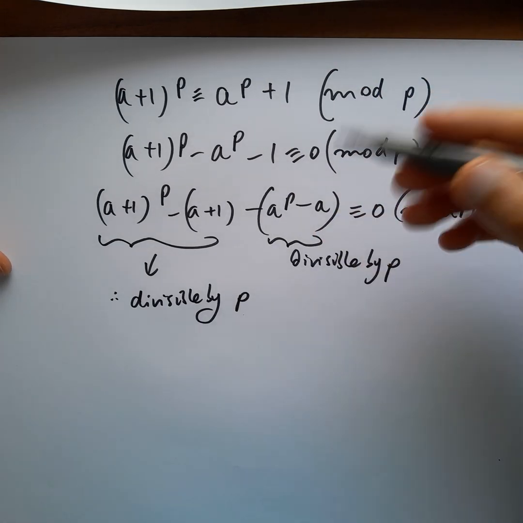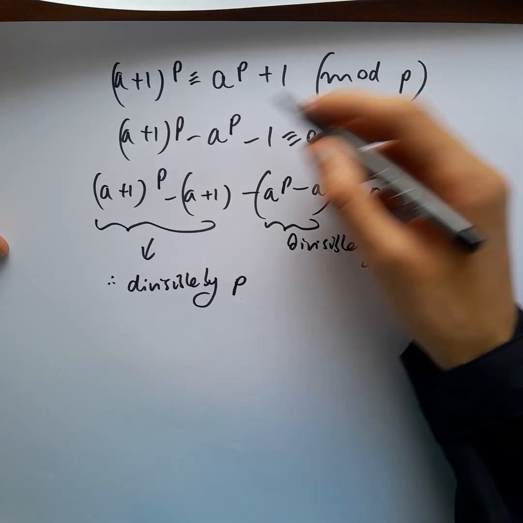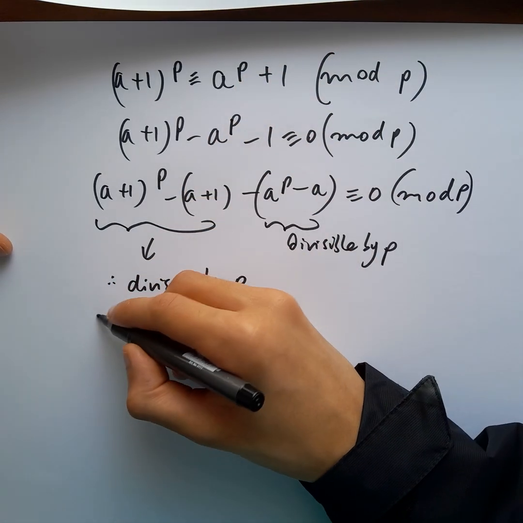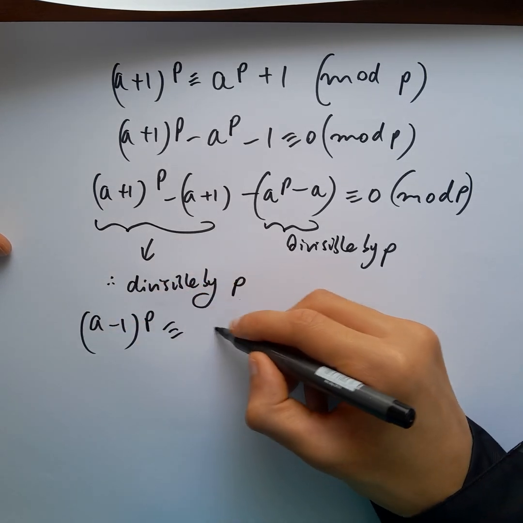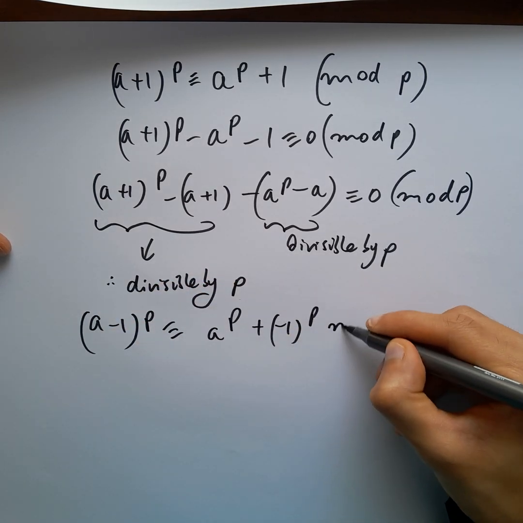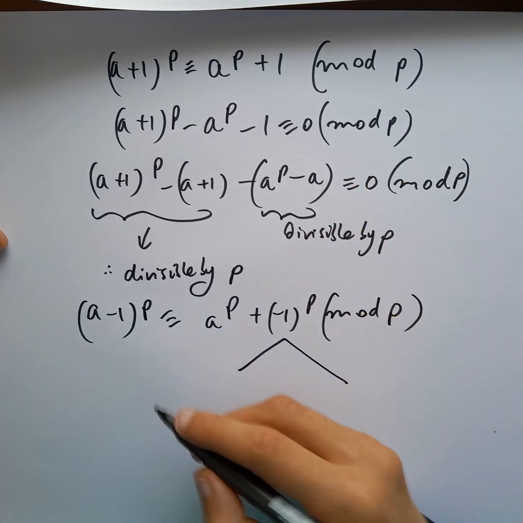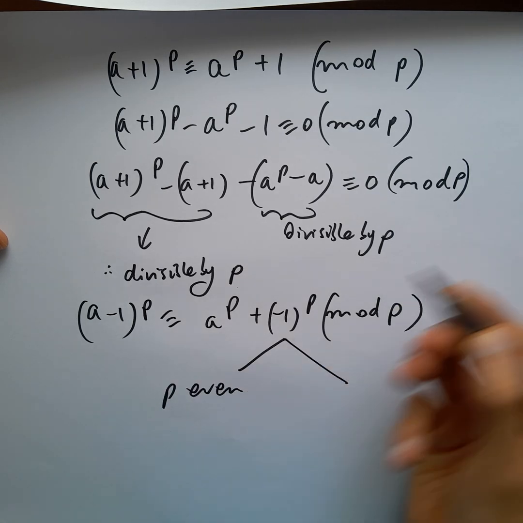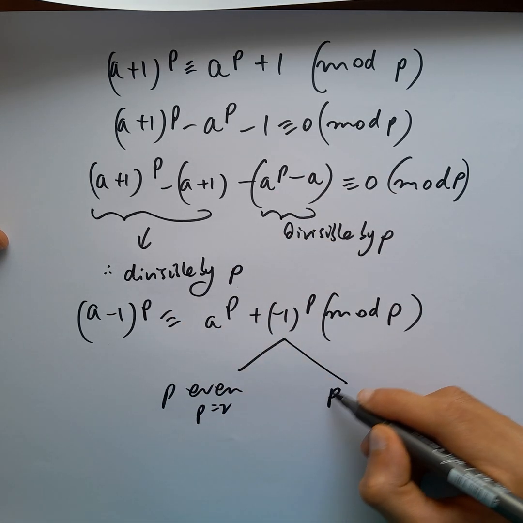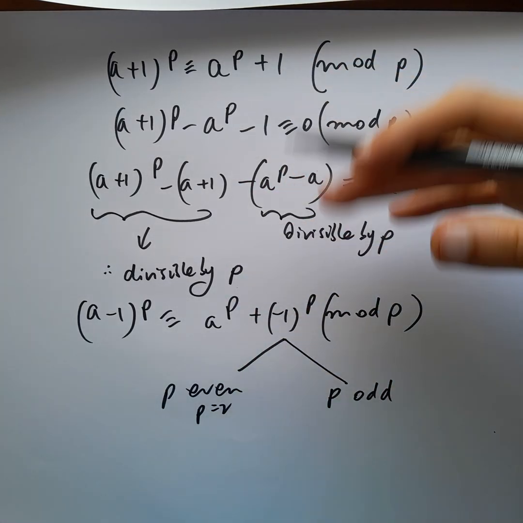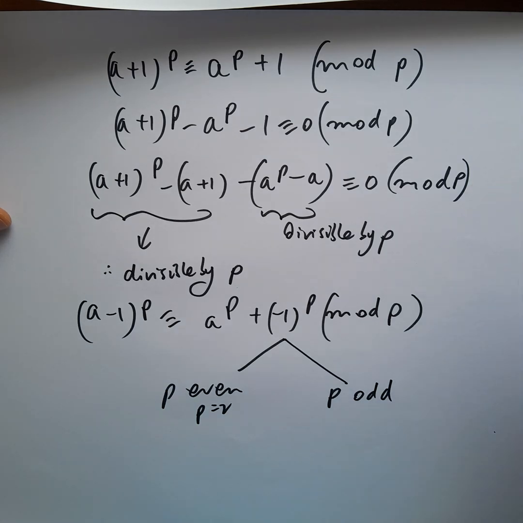And to prove it for negative integers a, we still use induction, but this time we expand (a-1)^p and now you just split it into two cases, p even, and since p is even, p equals 2, or p odd. Now the proof proceeds essentially the same way, and so we can just leave that as an exercise.